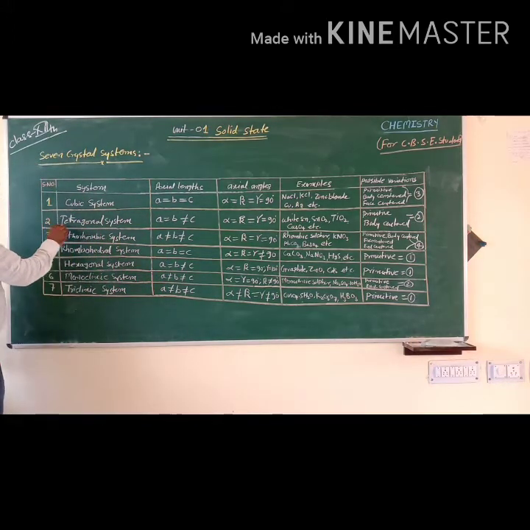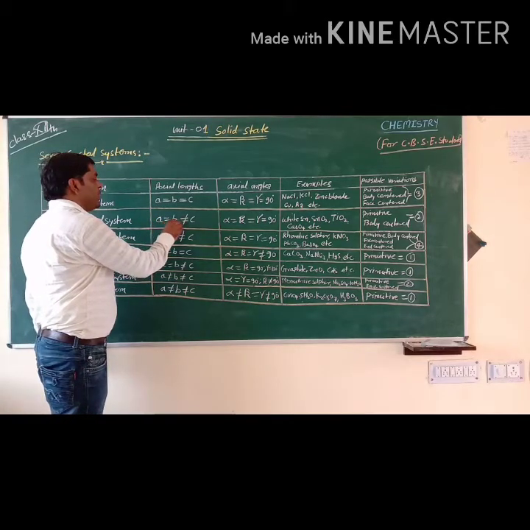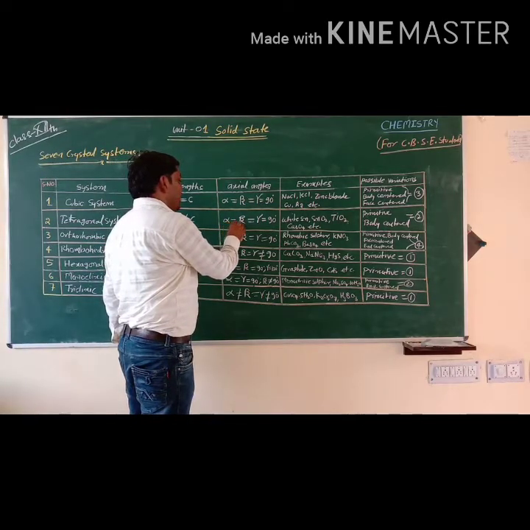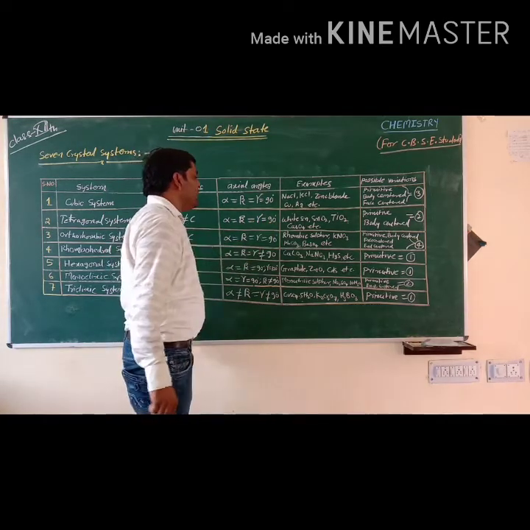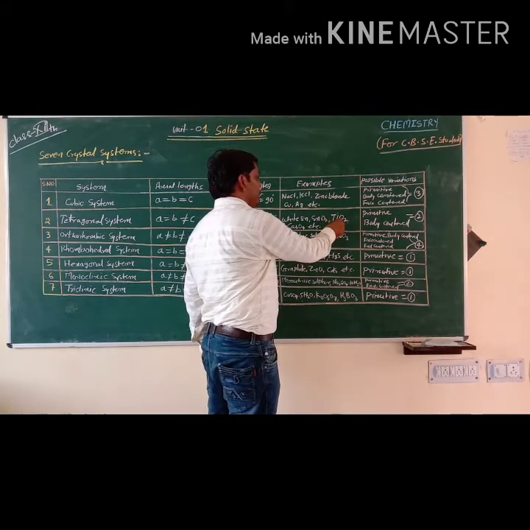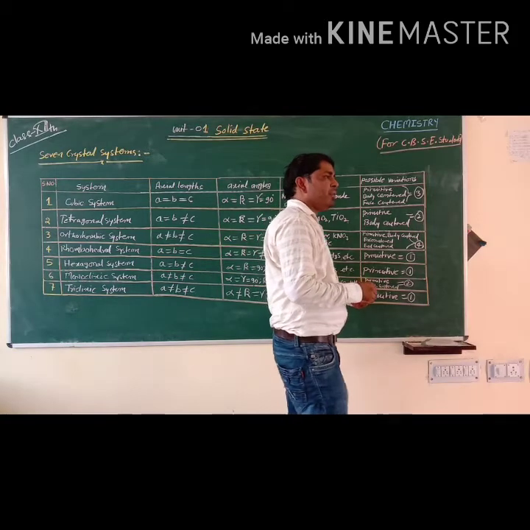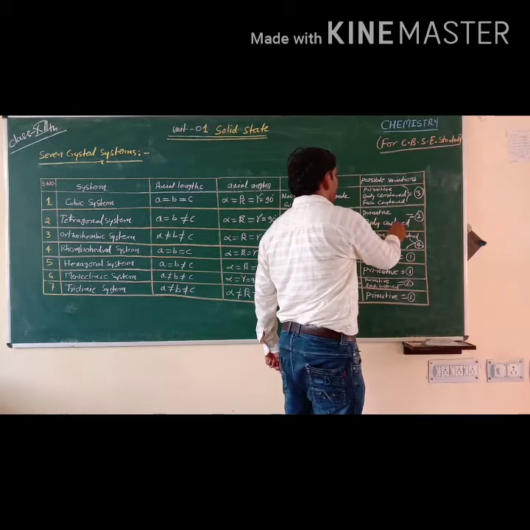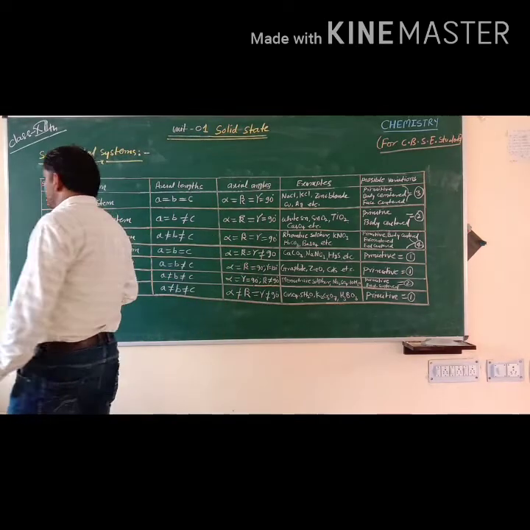Next crystal system is tetragonal. In this system, axial length A equal to B, B not equal to C. Axial angles alpha equal to beta, beta equal to gamma, and all three angles are equal to 90 degrees. Examples: white tin oxide, titanium oxide, calcium sulfate, etc. Possible variations are primitive and body centered. Two possible variations are present in the tetragonal system.